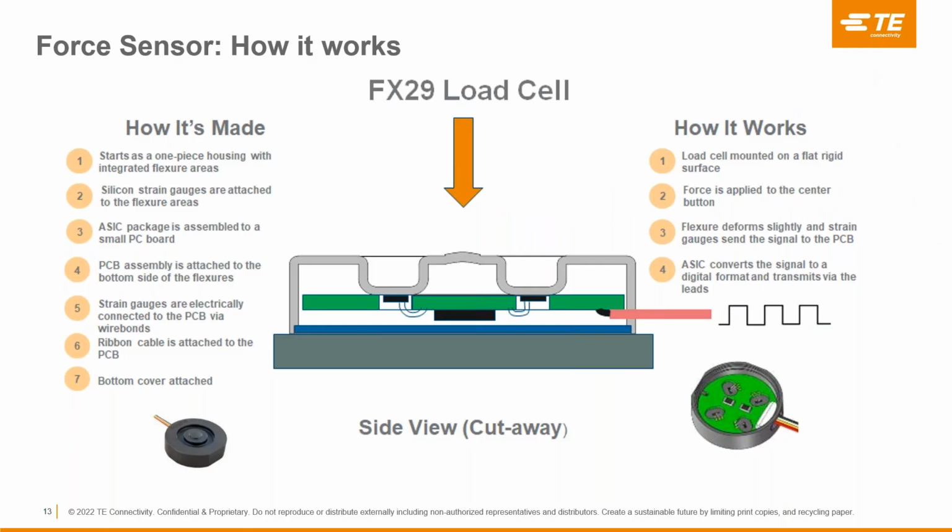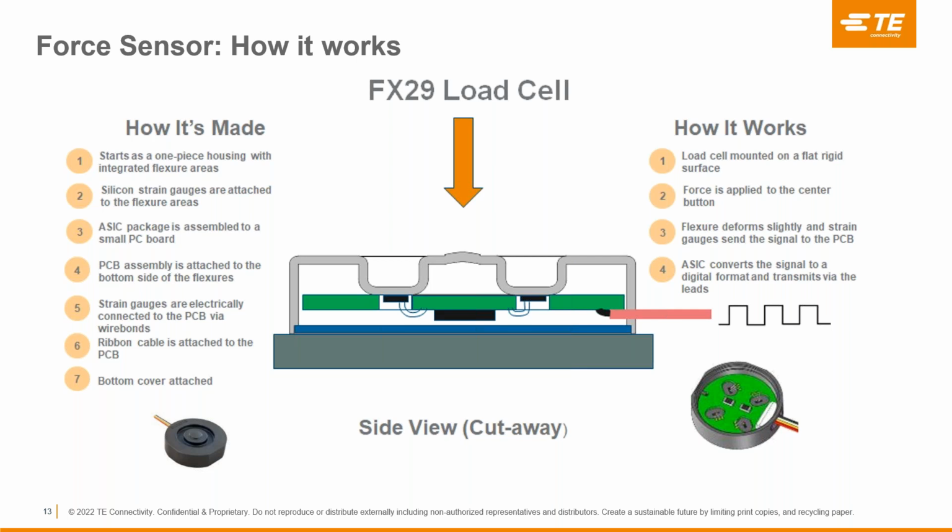First, I want to introduce the TE force sensor and how it works. In the center, you can see a view of a load cell with layer construction. On the top layer, we first start with a one-piece housing with integrated flexure areas. Then the silicon strain gauges are attached to the flexure areas. Next, an ASIC package is mounted onto a PCB. Then the PCB assembly is attached to the flexures. After electrical connection with wire bonds, a ribbon cable is attached and the housing is enclosed with a bottom cover.